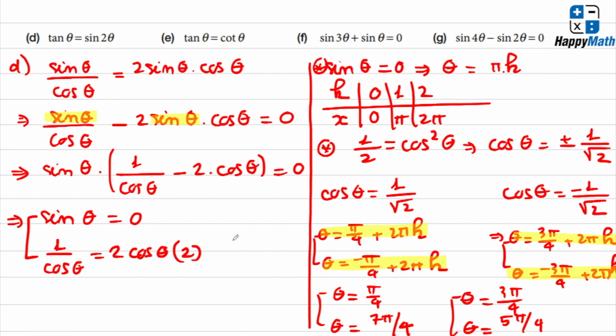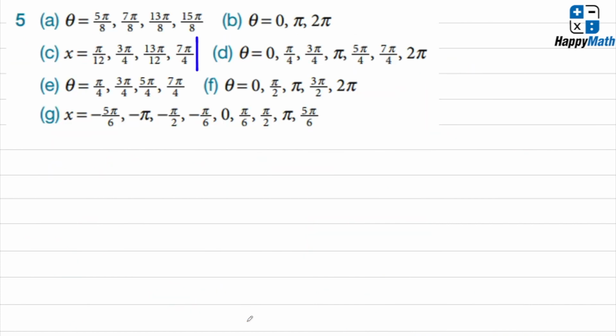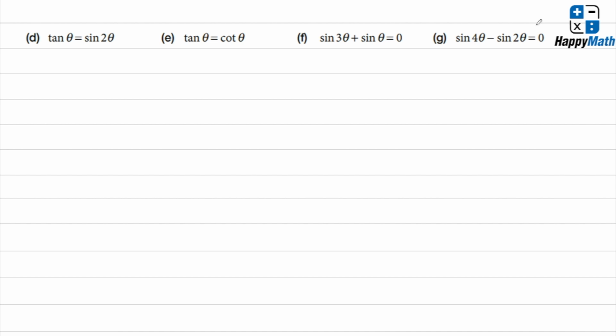So how many solutions do you have in total? You have 0, pi, 2 pi, and in the middle you have pi over 4, then 3 pi over 4, then 5 pi over 4, and 7 pi over 4. That is 1, 2, 3, 4, 5, 6, 7: 7 solutions for question D. Okay, amazing. Very hard question. Question D, we finished.